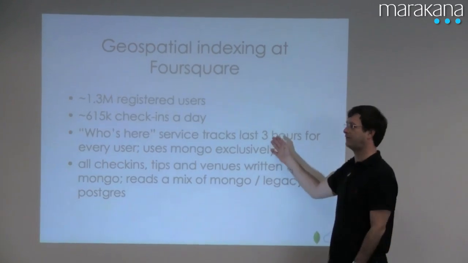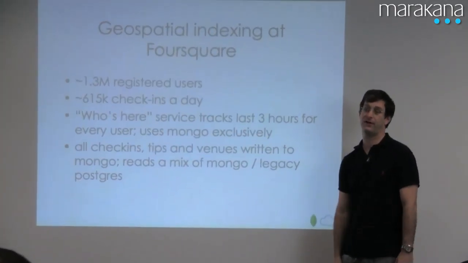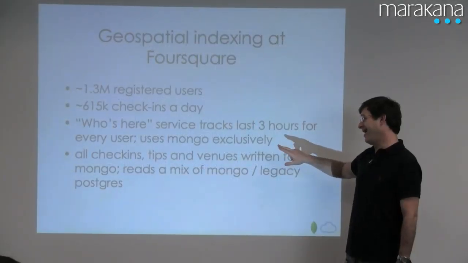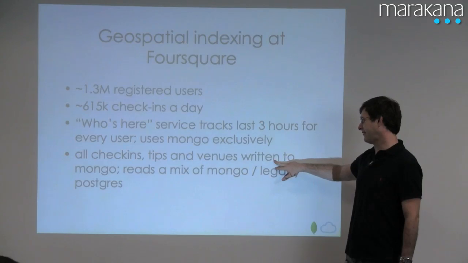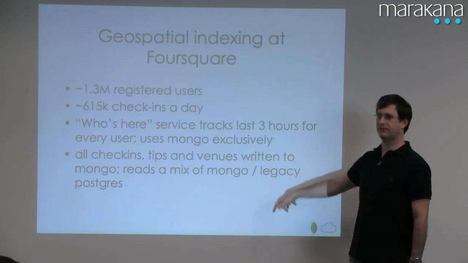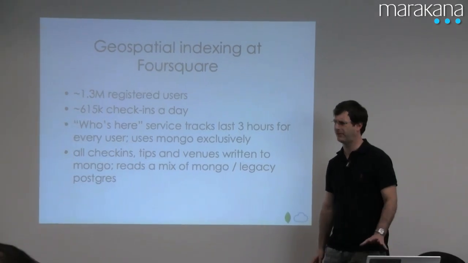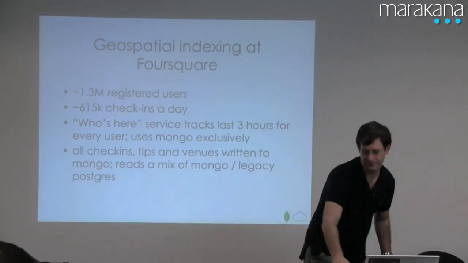Great use case, actually. Foursquare uses MongoDB for most of their geo stuff. Their whole Who's Here service, that's where they track everyone for the last 3 hours. Exclusively Mongo. All the check-ins, tips, and venues are written to Mongo. They're still migrating from a legacy Postgres system, but from what I hear, they're almost done, and they're loving it.